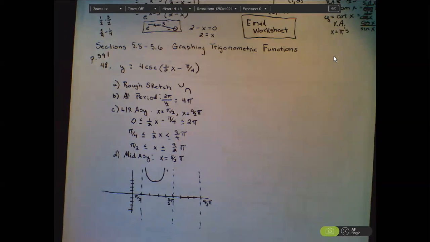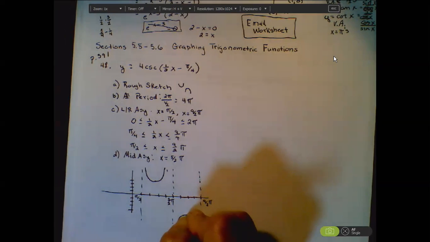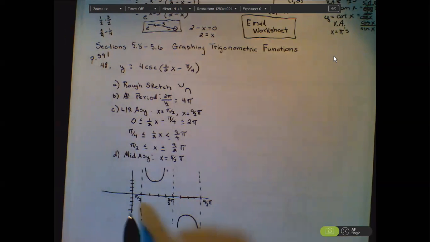It turns around at 3/2 pi, comma 4 instead of 3/2 pi, comma 1. And the same thing about 7/2 pi. We won't go through that whole thing again, but it's going to turn around at 7/2 pi, negative 4 instead of 7/2 pi, negative 1.